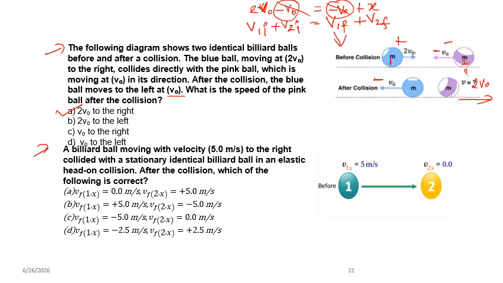Now, the last one. A billiard ball moving with a velocity of 5 meters per second to the right collides with a stationary identical billiard ball. Identical billiard ball is the exact same situation. Masses are the same, so we will be using this equation. Head-on collision means in a straight line. Try to understand, a straight line collision we call a head-on collision. After collision, which of the following is the correct answer?